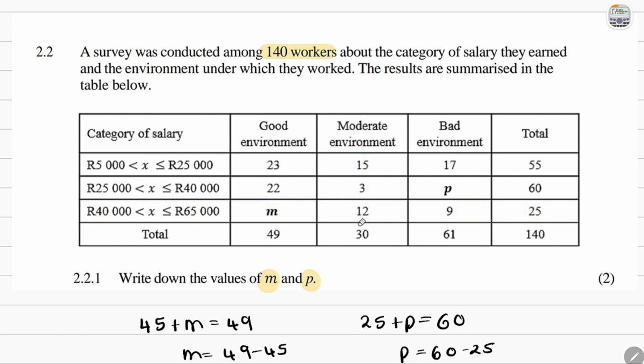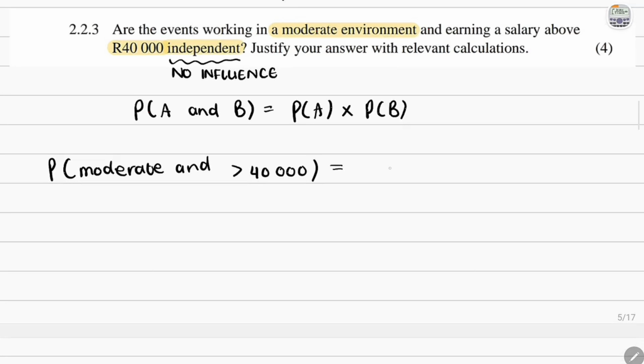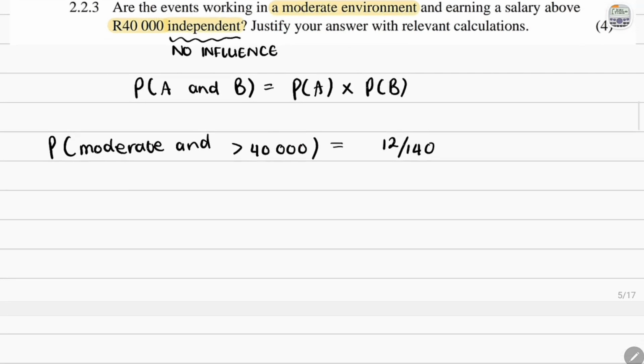So you can see that that is 12. So we'll say 12 out of the total, which is 140. So 12 over 140. And then we're going to go ahead and look for the probability of A and the probability of B. So that's the probability of a moderate environment, randomly picking somebody who works in a moderate environment, and then we'll find the probability of earning greater than 40,000, randomly picking someone who earns more than 40,000.